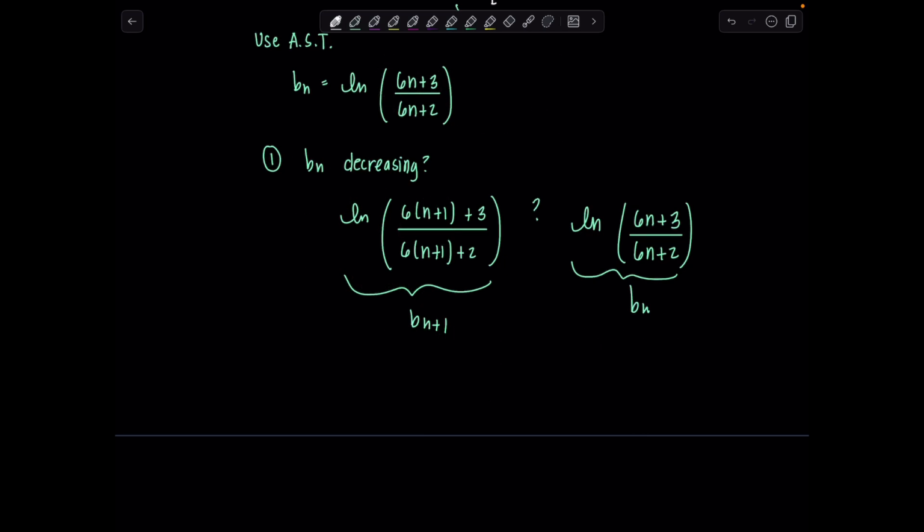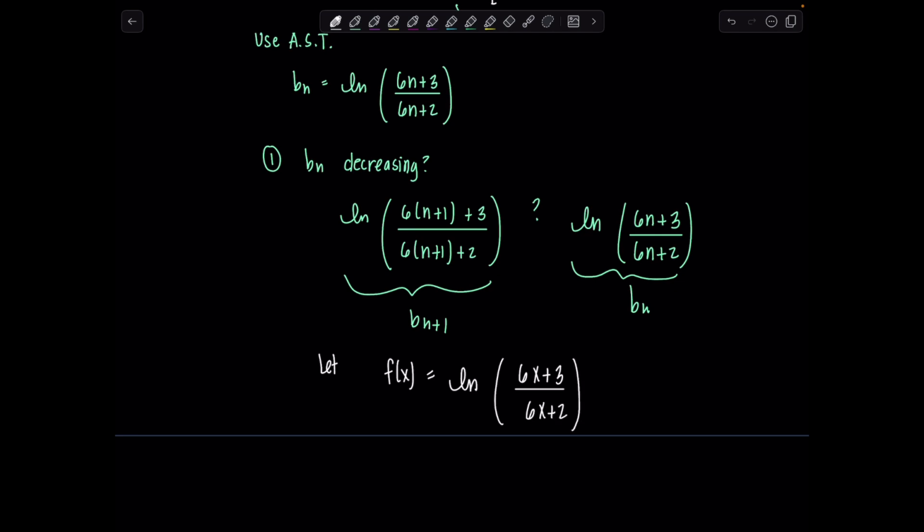Well, when we're stuck and we can't use an inequality to determine whether or not the terms are decreasing, then we do need to take a derivative. But remember, we're not allowed to differentiate the terms of a sequence or a series because they're not differentiable. Instead, what we're going to do is define a function of x, and we'll take this function's derivative. So f of x is going to be the natural log of (6x plus 3) over (6x plus 2).